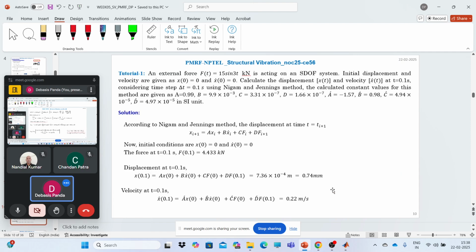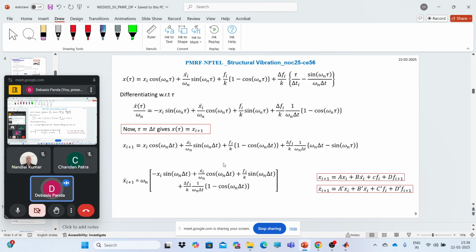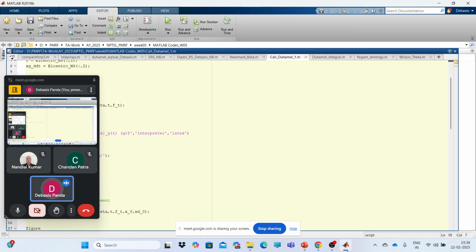So here also we have solved one example where a, b, c and d are already calculated. If not, then we need to simplify this equation, look for what is my a, what is my b, what is my c, what is my d, and from the first differential of x i plus 1 we will get a prime, b prime, c prime and d prime. It depends on the natural properties of the system. Already we have written down the expression for it here.